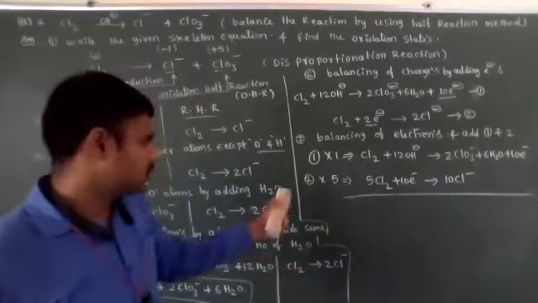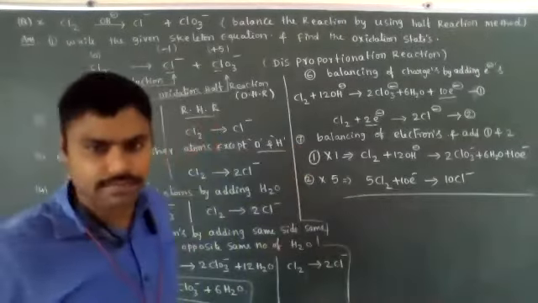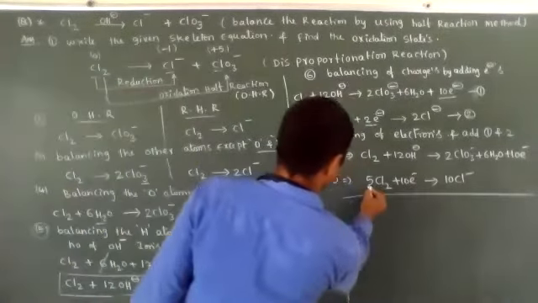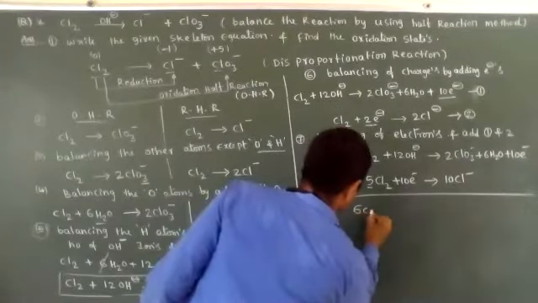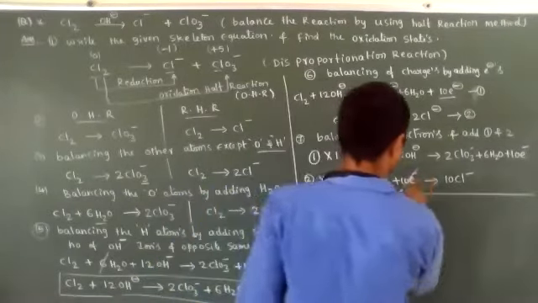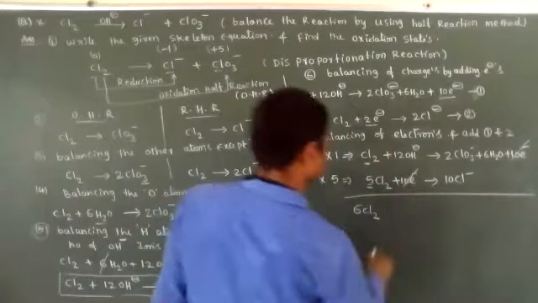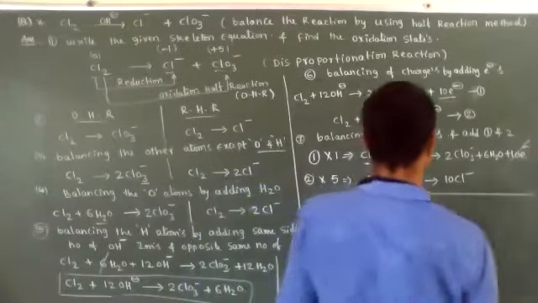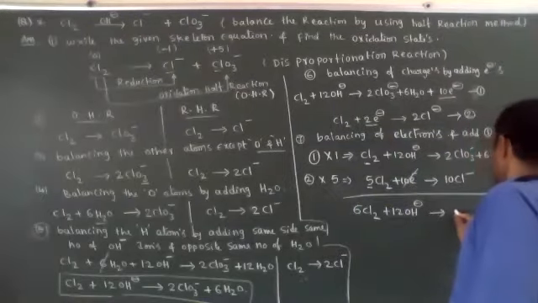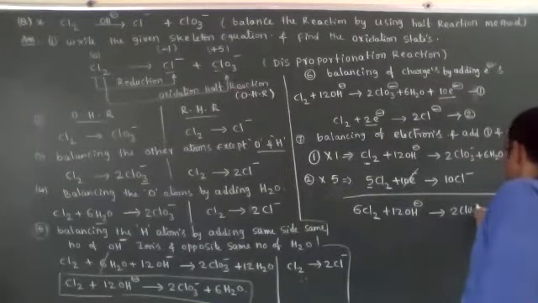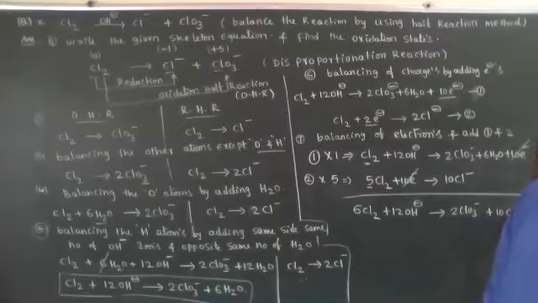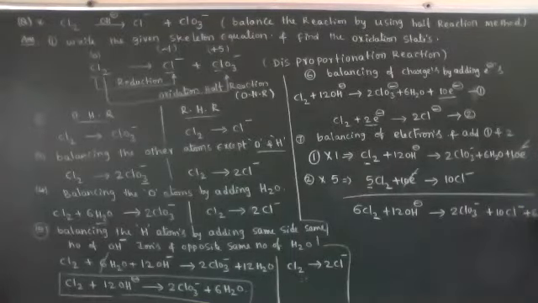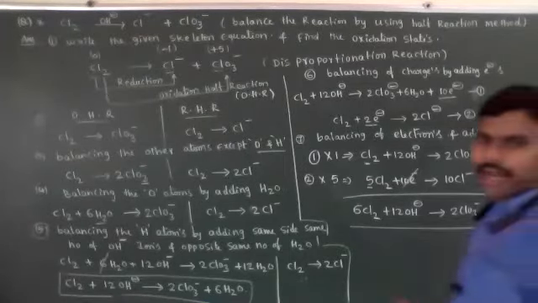Just listen, I'll explain once again the 7th step. This 5 and 1 make 6 Cl2. This 10 electrons and 10 electrons will cancel, plus 12 OH minus. It's converted into 2ClO3 minus plus 10Cl minus plus 6H2O. This is the final balanced equation.